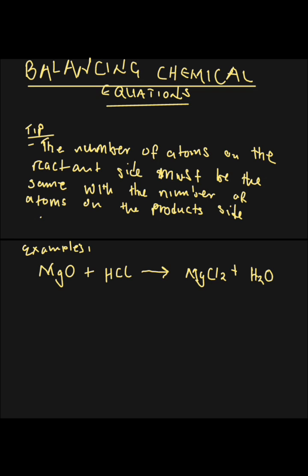So the first rule, or the first tip that you should always bear in mind when you are dealing with a chemical equation, is that the number of atoms on the reactant side must always be the same as the number of atoms on the product side.